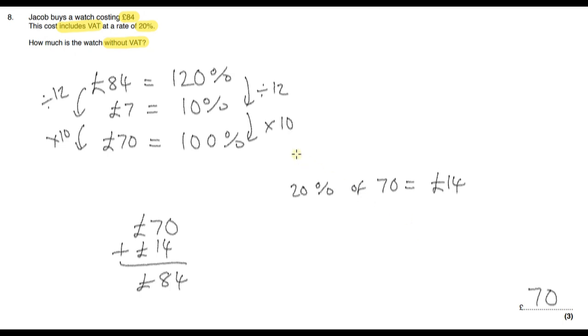A big mistake people make with these type of questions is just to work out 20% of 84 and then take that away. But no, that's not how you do it. So try and get into the habit of doing it this way. I like to set it out like this, but it's up to you how you do it. But you just need to remember that that £84 represents the original price, the 100% plus the extra percentage, in this case 20%, and you're working backwards to work out what 100% is.